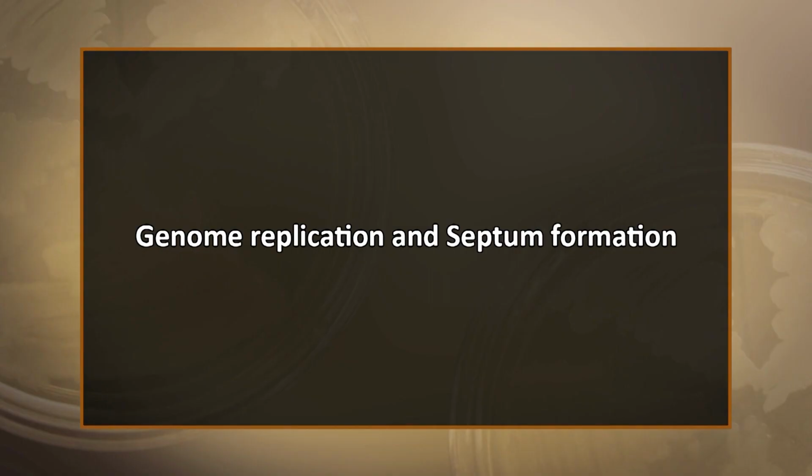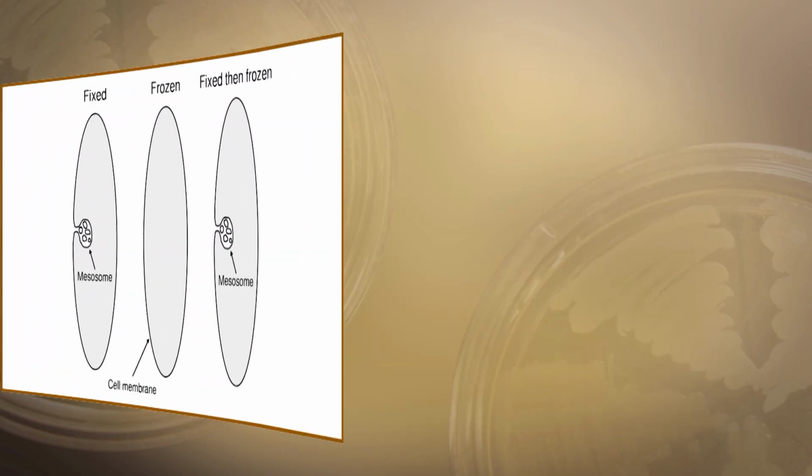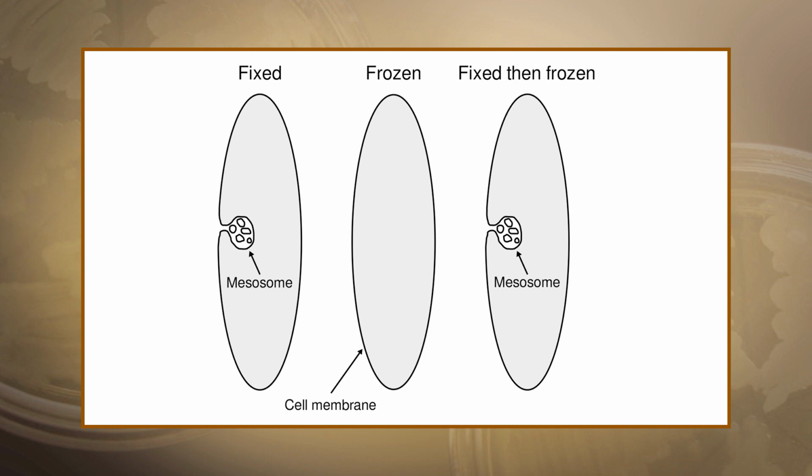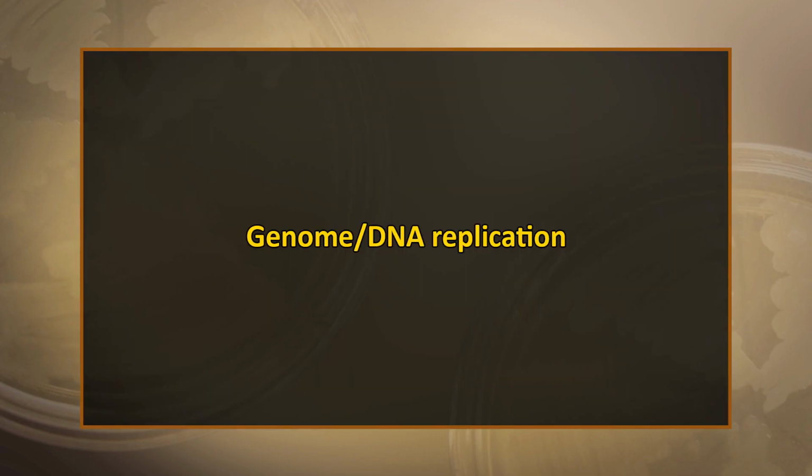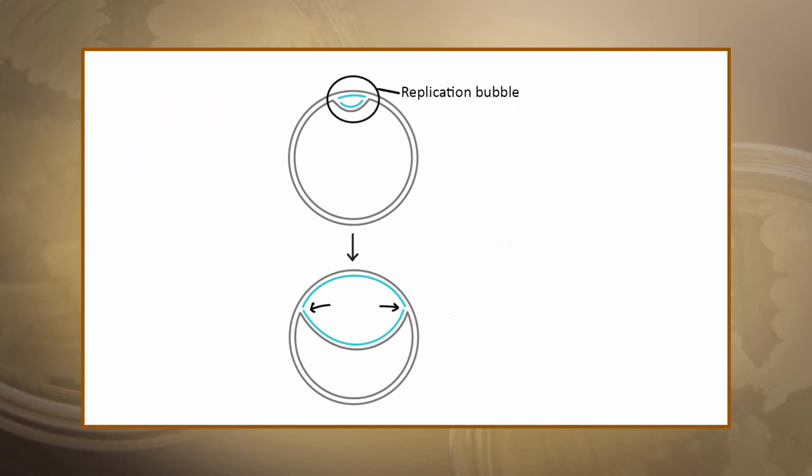The whole process of binary fission involves two steps: genome replication and septum formation. Both of the events occur simultaneously and are triggered by a mesosome if present. First, genome or DNA replication. Binary fission begins with DNA replication. DNA replication starts from an origin of replication, which opens up into a bubble. The replication bubble separates the two DNA strands. Each strand acts as a template for synthesis of a daughter strand.